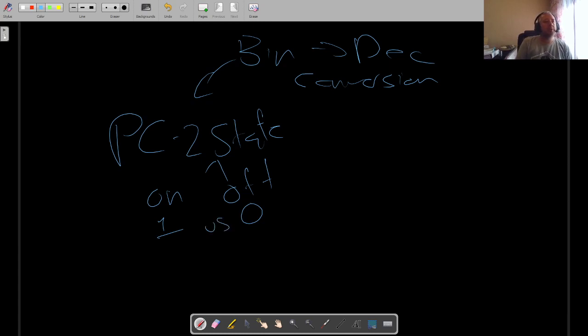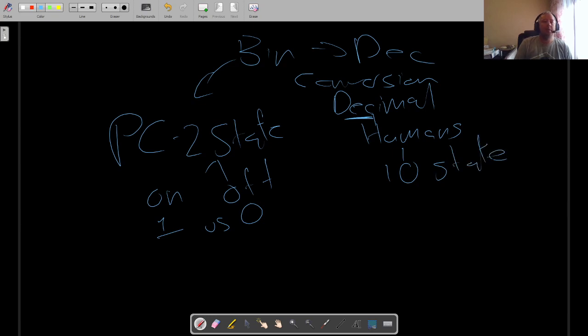Whereas we as humans use something called the decimal system. Okay? And the decimal, for those that don't know, the word dec means 10 states. So instead of just having 2 states, something being off or on, there's actually 10 states. And these 10 states are represented by the numbers 0 to 9. Now, using these 10 digits, these 10 states, I can represent any number known to humankind. Doesn't matter how small or how big it is. So, using the numbers 0 to 9.